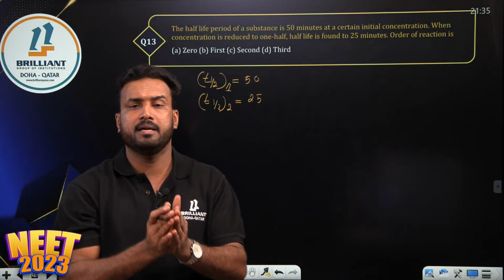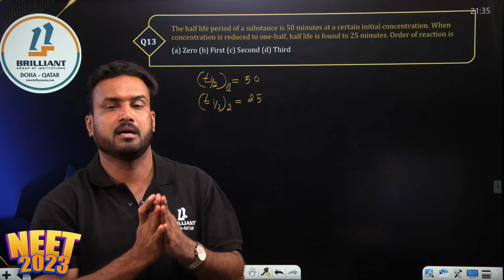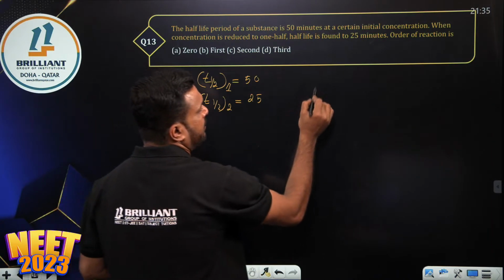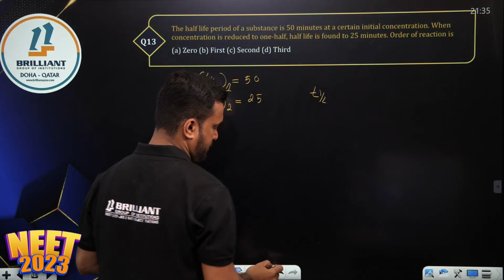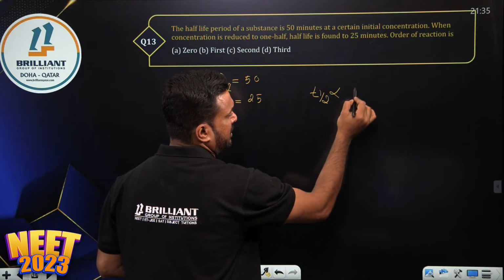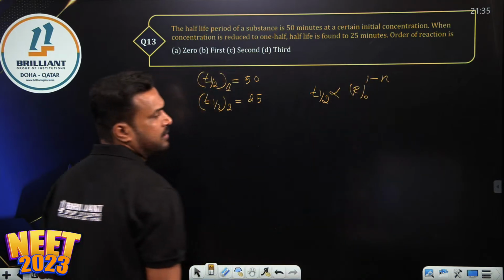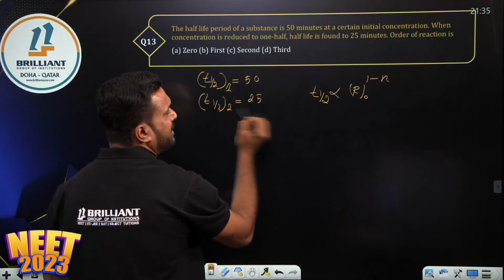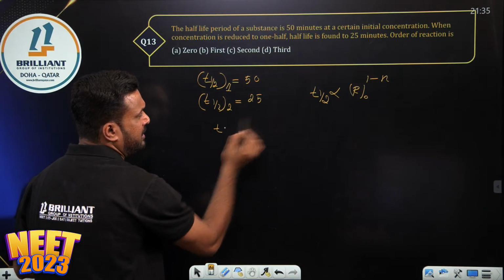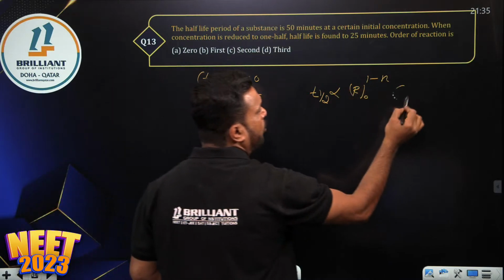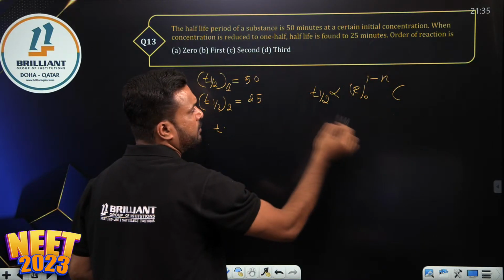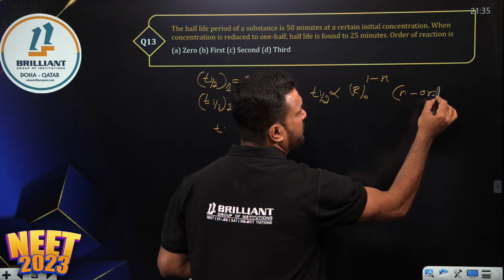So how would you relate T half and order? We have a relation that is T half proportional to R0 raised to 1 minus n. Then for T half 1 and T half 2 we can write the equation like this one. You know that one where n is the order of the reaction. So here they are asking order of reaction, where n is order of reaction.